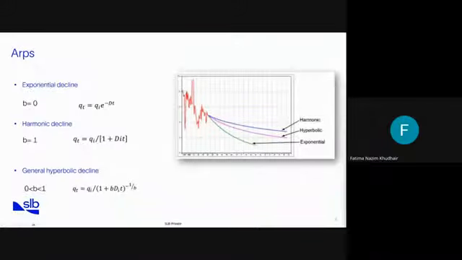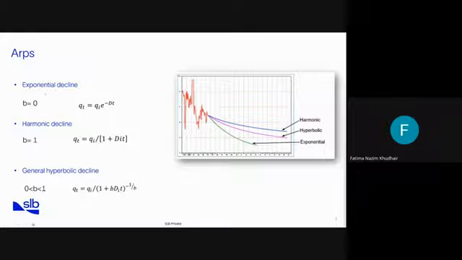Okay, so the most used technique of decline curve analysis techniques is ARPS. ARPS equation. ARPS created the foundational decline curve analysis by proposing the simple mathematical curve. There are three curves in the ARPS method.